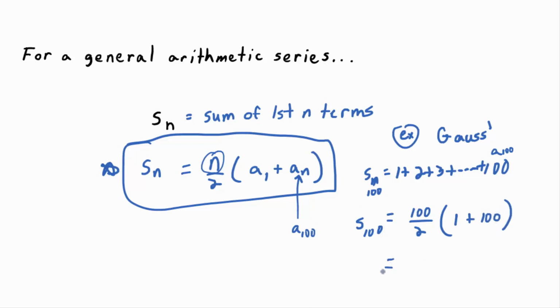And you can see exactly what we got before deriving it the long way when we added the two equations together. We get 100 times 101 divided by 2, which is going to be the same number we got above, 5,050. But this formula works no matter what d is, and no matter what a1 is. This formula will work every time.